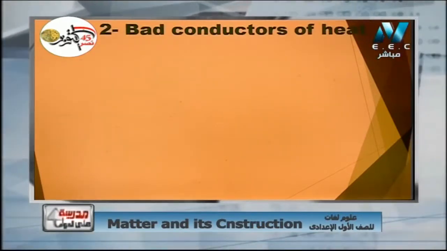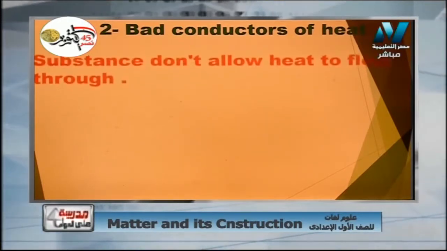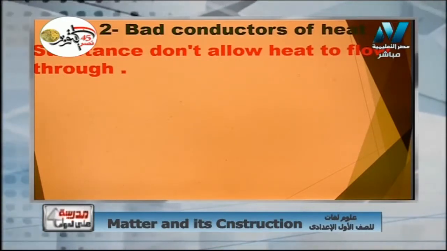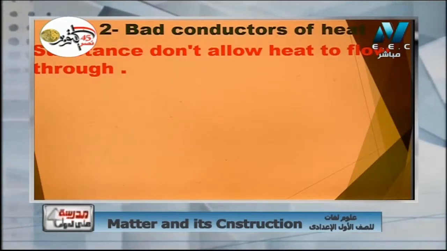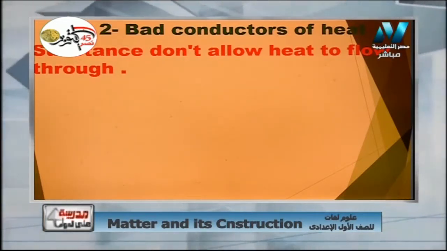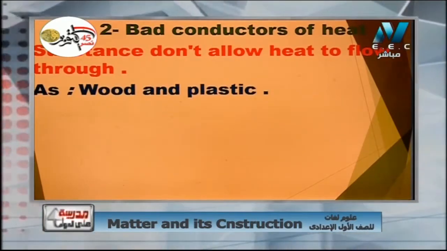Number 2, bad conductors of heat. What is meant by bad conductors of heat? They are substances that don't allow heat to flow through, that don't permit heat to flow through. Like what? Like wood and plastic.